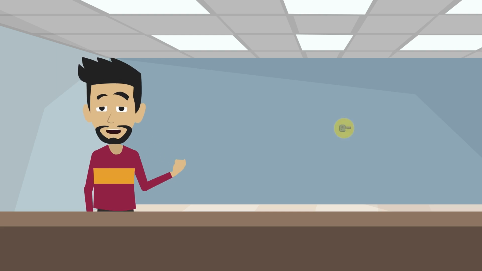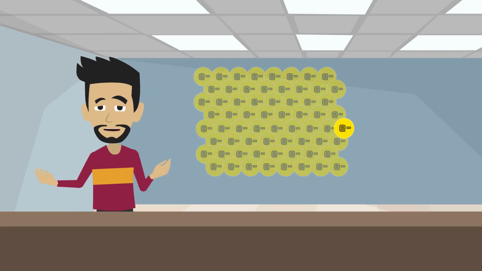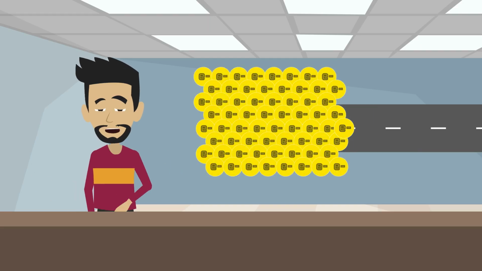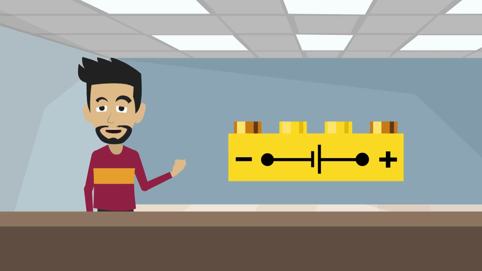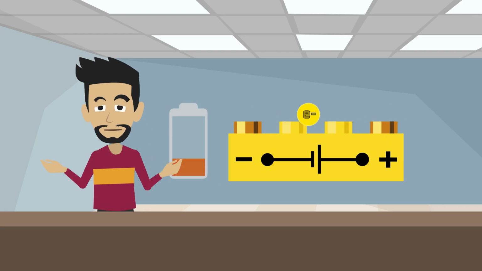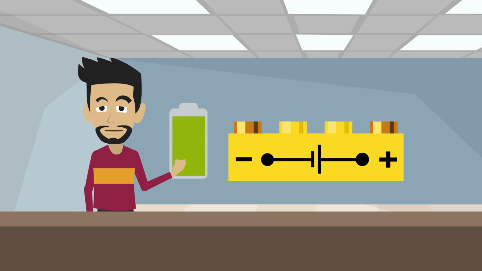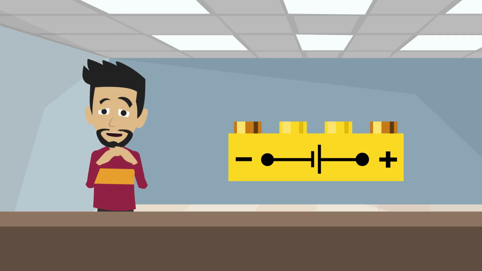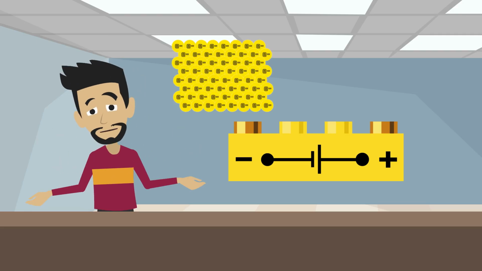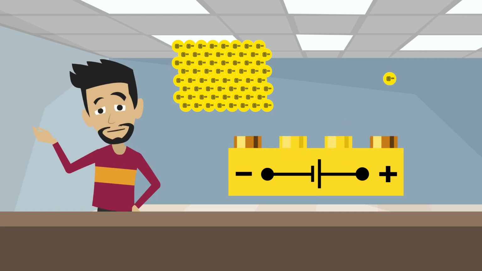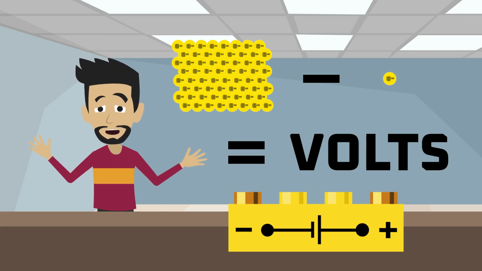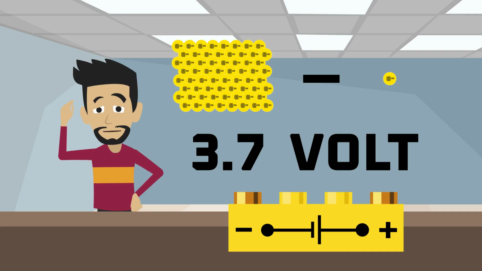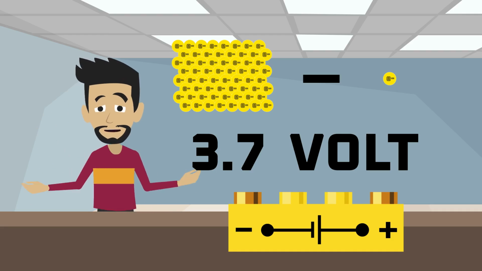When it comes to electrons, they generally don't like to be together in a crowd. They naturally want to flow to a place with fewer electrons. When we charge a battery, we're taking electrons from the positive side and forcing them together on the negative side using some fancy chemistry. This creates a difference in charge where one side has most of the electrons and the other side has very few. This difference is measured in a unit called volts. The battery in your SparkBlocks kit is a 3.7 volt battery. We'll discuss more about that in a later video.